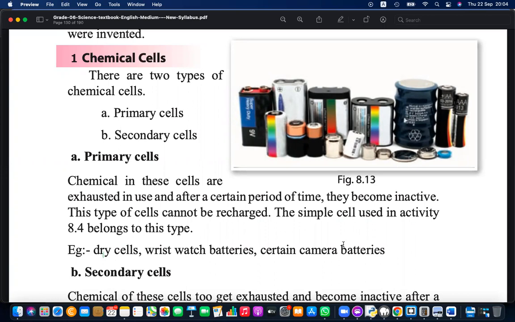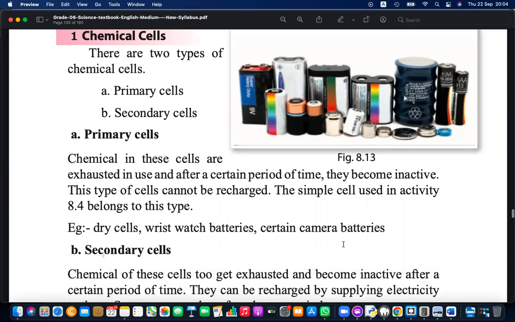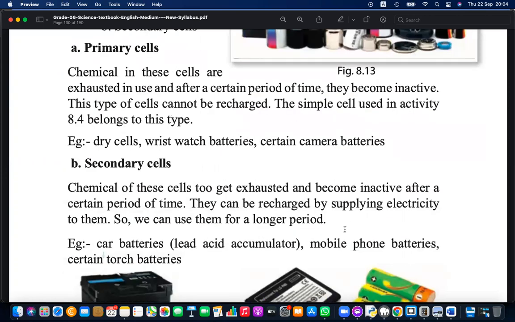The next is the secondary cell. Secondary cell batteries are a bit expensive. These also get exhausted; any battery will be exhausted with time and usage. That is normal. But it is possible to recharge them, by supplying electricity externally. You can supply some electrons and recharge these batteries.